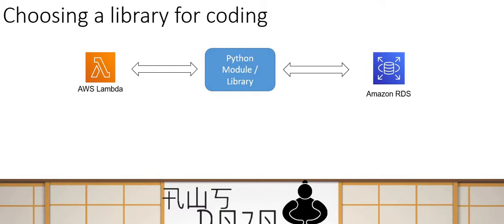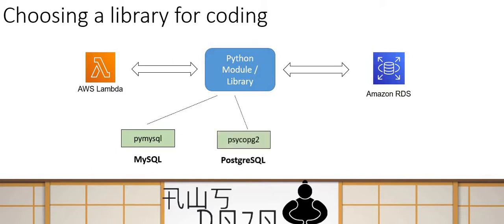When it comes to which library or module to use, there are various choices available, and the choice sometimes depends on which database engine you are talking about. For instance, if you are talking to MySQL, you might want to use the PyMySQL module. If you are talking to PostgreSQL, you can use the Psycopg2 module. And there are modules which are universal to both MySQL and PostgreSQL, so it doesn't matter which one it is, they work for both. AWS Wrangler is such a library which can talk to both MySQL and PostgreSQL.